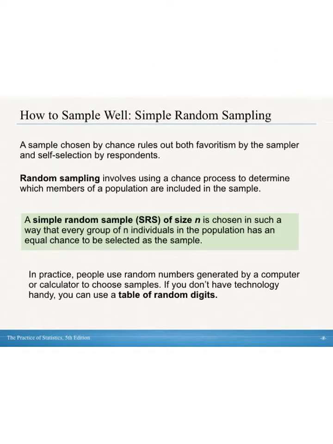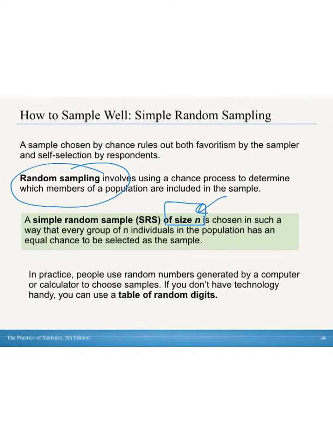If we were going to try to offset bias, we're going to want to make sure that our sample doesn't rule out convenience for the researcher or self-selection by the respondents. And so that's where we get random sampling. Simple random sampling just says that we're going to look at a certain size, n, and every group in that population has an equal chance of being selected for the sample.